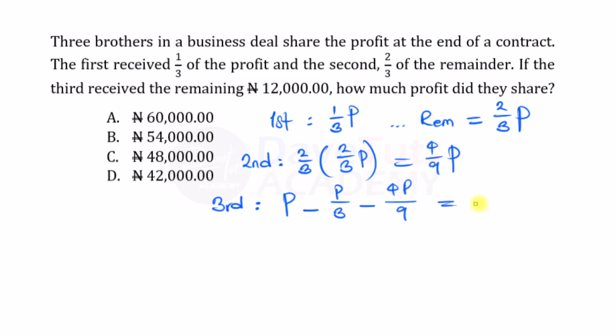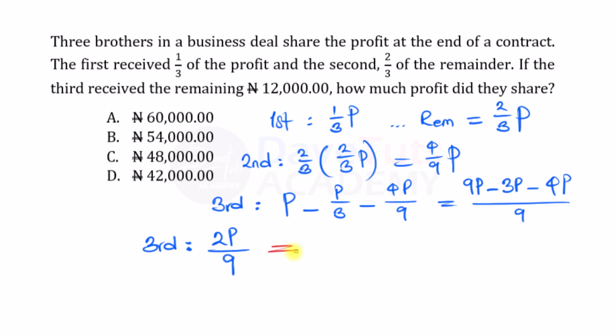Okay, and if you want to find this out, we have 9 as the LCM, 9p for the first child minus, now 9 divided by 3 is 3. This is going to give us 3p, then minus 4p. 9 minus 3, that is 6. 6 minus 4p, that is 2p. So the third child actually took 2p over 9, and that 2p over 9 we are saying is corresponding to 12,000.